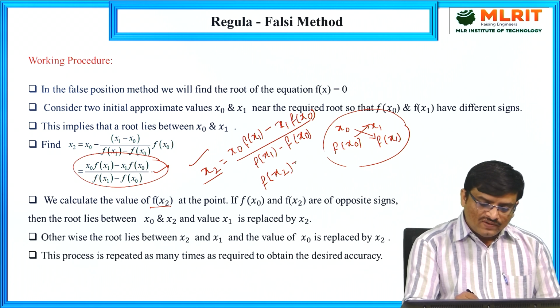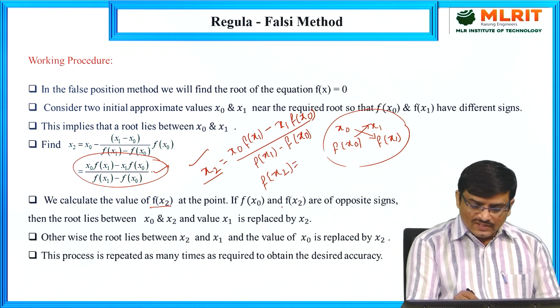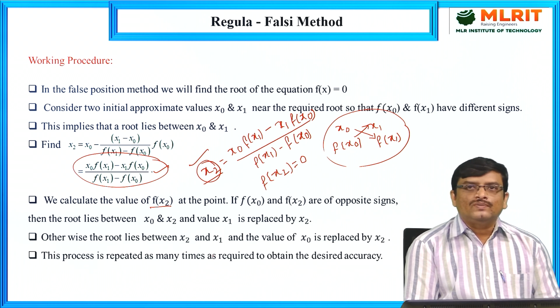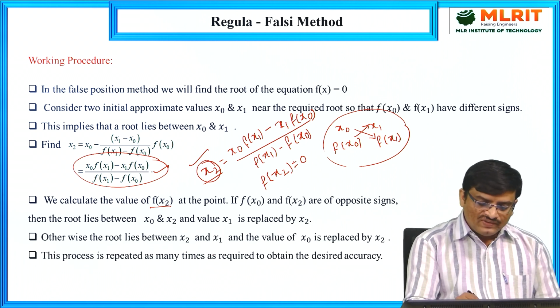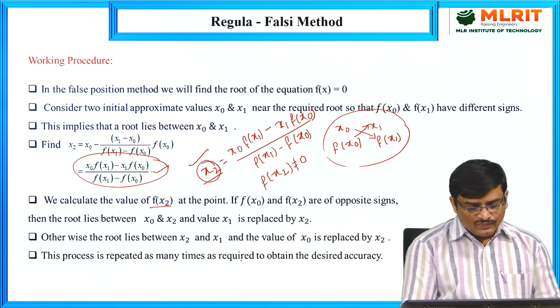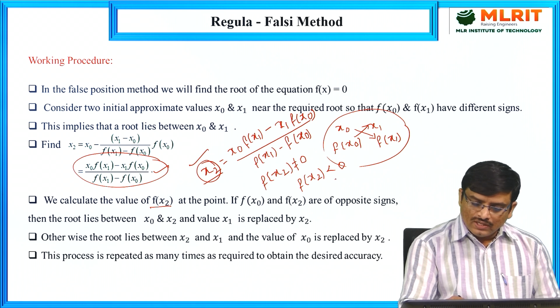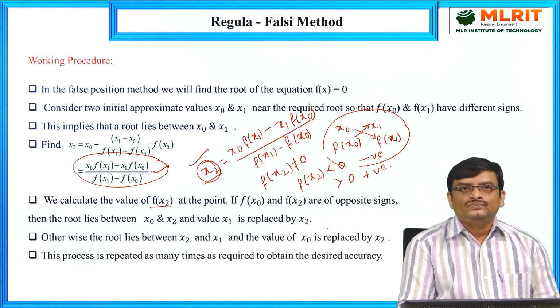Suppose f of x2 is equal to 0, then we can conclude that this x2 is the root of this equation. Suppose it is not equal to 0, then one of two cases you will get. This f of x2 value may be less than 0 or it may be greater than 0. If it is less than 0, we will get a negative value. If it is greater than 0, you will get a positive value here.